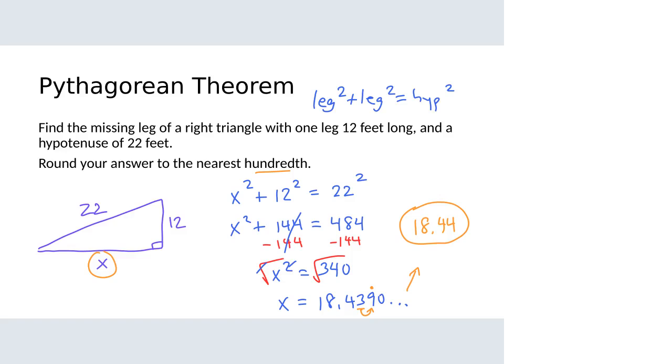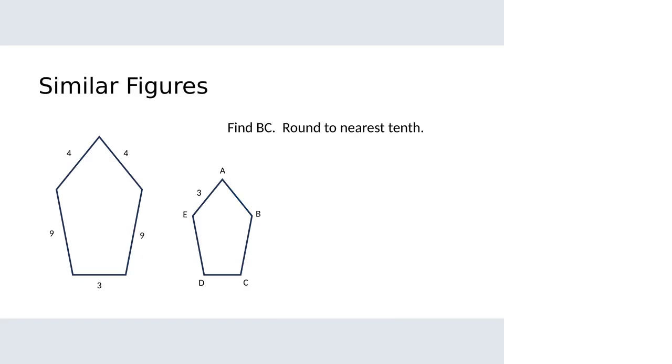Now we get really recent. Similar figures. If I have these two figures and I'm told that they are similar, find BC and round your answer to the nearest tenth. So first thing I look for is corresponding parts to establish a relationship between these two figures. And I have 4 corresponds to this 3. And then what I'm looking for is BC over here, and the corresponding part would be here where this 9 is. So now I'm going to use those corresponding parts to set up a proportion.